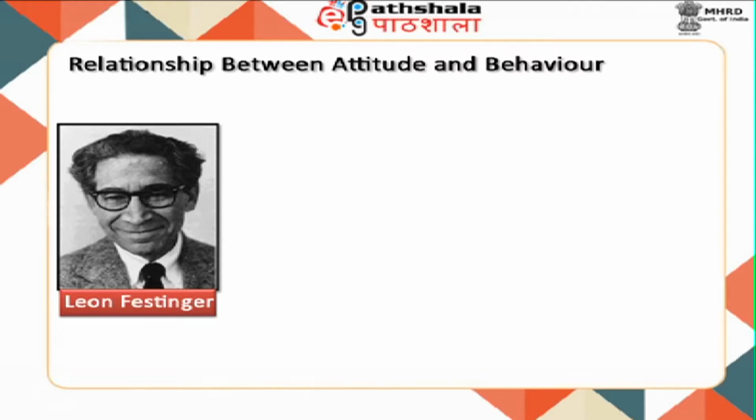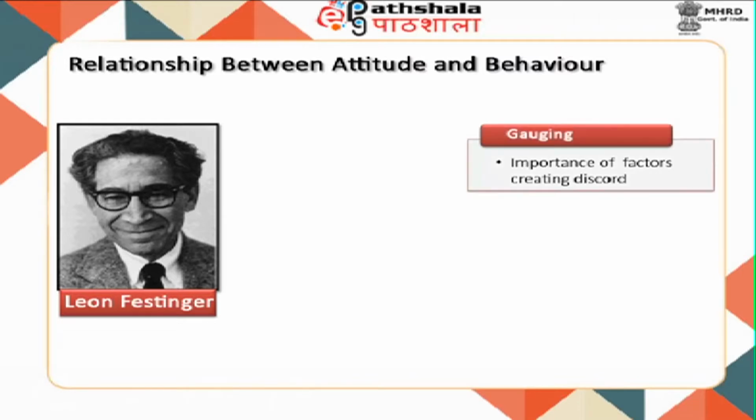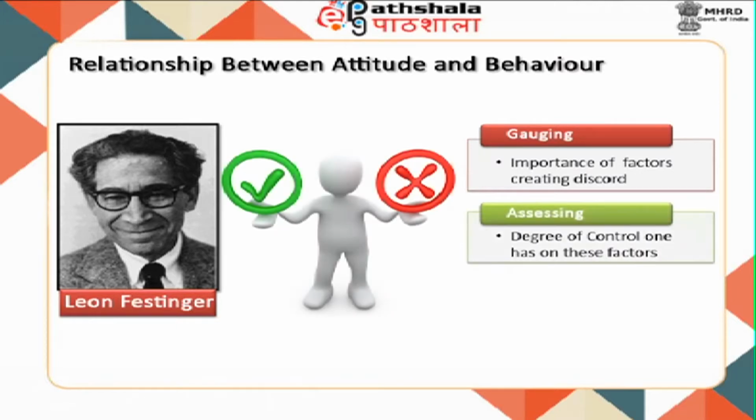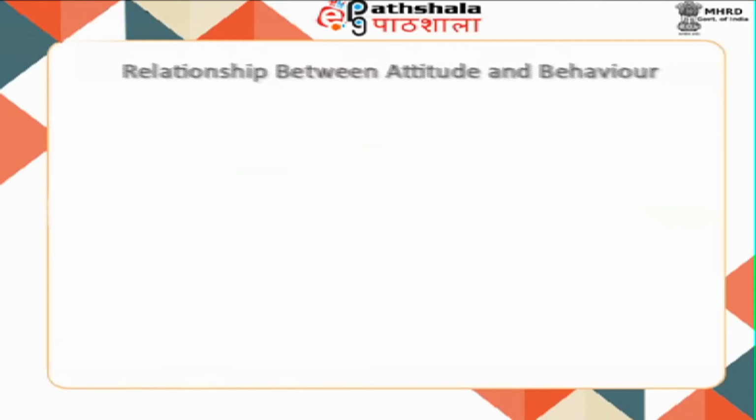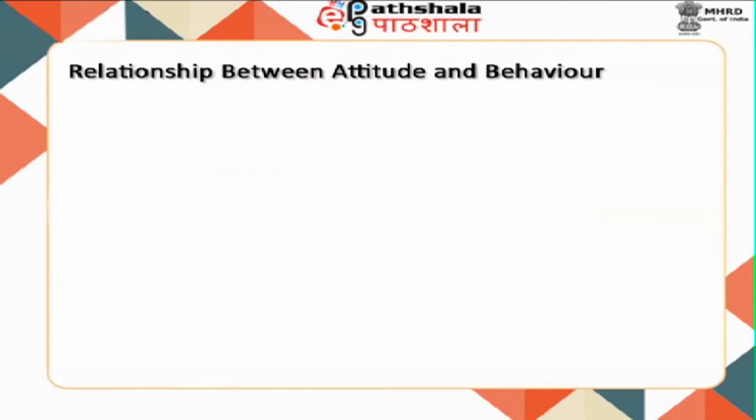Tackling such discords and minimizing them can be done in three ways as proposed by Festinger: gauging the importance of the factors which are creating discord, assessing the degree of control the individual thinks she or he has over the factors creating discord, and the incentives of acknowledging the discord or dissonance. The three propositions can be explained with the help of an example. Firstly, gauging the importance of the factors which are creating discord.